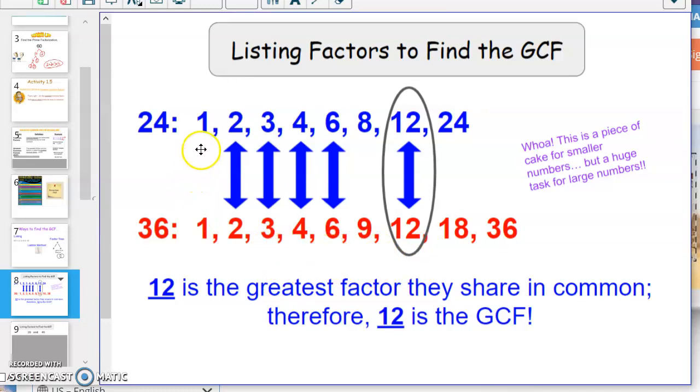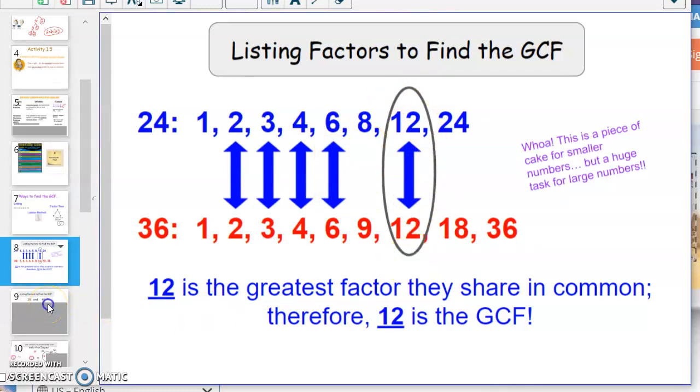Well, then I look to see what they have in common. They have a 1 in common, a 2 in common, a 3 in common, a 4 in common, a 6 in common, and a 12 in common. The greatest one that they have in common is this 12, so that is the greatest common factor.